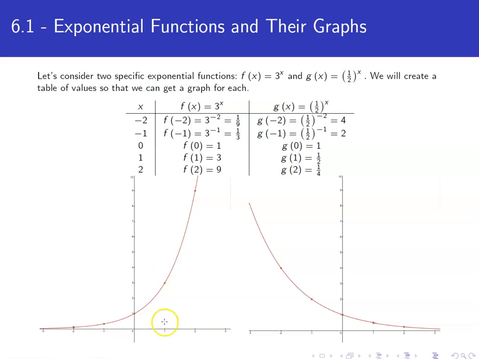And here is a rough graph of each of those functions. Here's your f of x equals 3 to the x. We're getting bigger in this case. Here's your g of x equals 1/2 to the x. Your graph, your y values get smaller. In this case, it goes down.